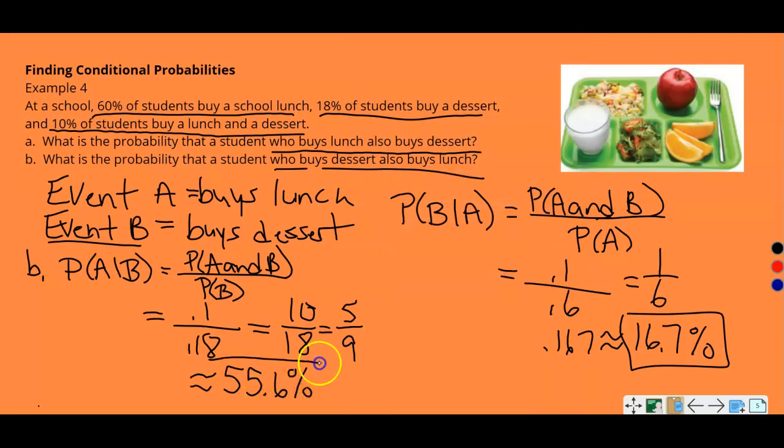You can see that a lot of these are rounded to the tenth place, and you will see that also when you do your assignments. So this says about 55.6% of students for the probability of A given B. So the probability that students buying dessert also buy a lunch makes sense. A lot of people buy dessert as an extra thing, but they start out with the lunch. So this shows that more than half of the students buying dessert also bought lunch, and that's conditional probability.